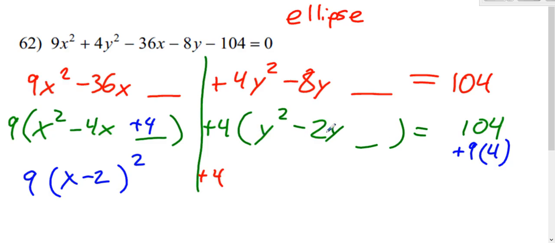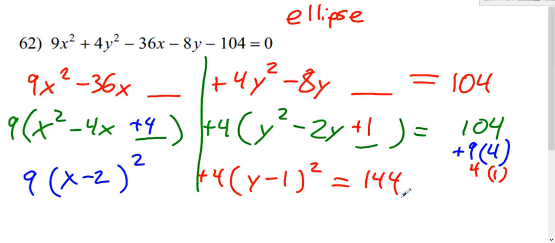And complete the square here. We're going to add negative 1 squared is 1, so add 1 in the parentheses with a 4 on the outside. So really we're adding 4. And then we have a perfect square. Y minus 1 squared equals 104 plus 36 is 140, plus 4 is 144.